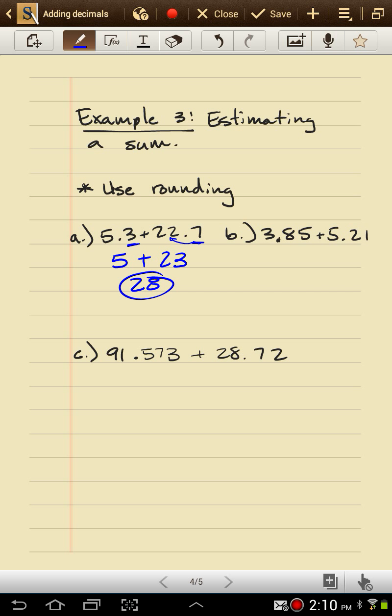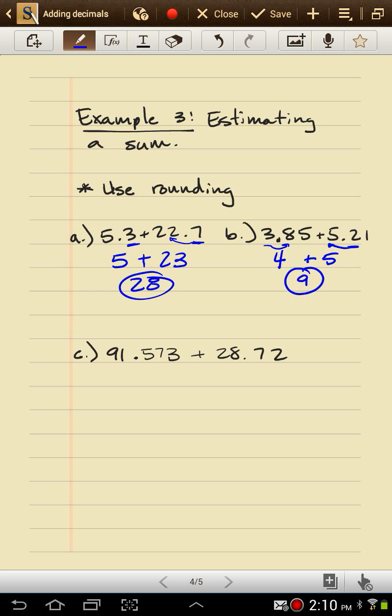So 3.85, that is about 4. Again, the 8 here is going to make the 3 a 4. Plus, the 2 is going to keep the 5 a 5, and I get 4 plus 5. And 4 plus 5 is 9. And that's my answer. Now, that's not the exact answer. That's just a rounded answer.